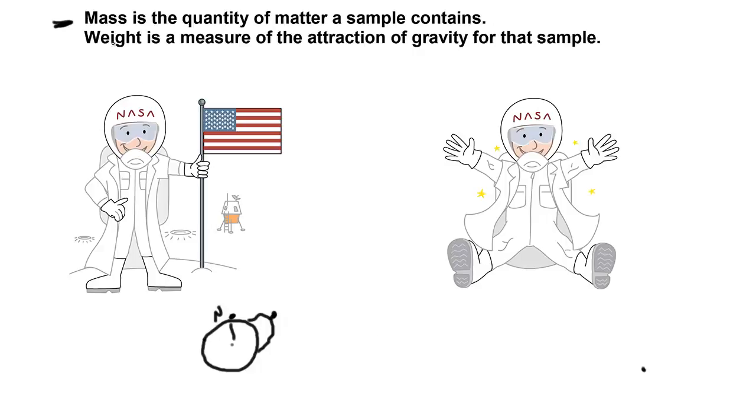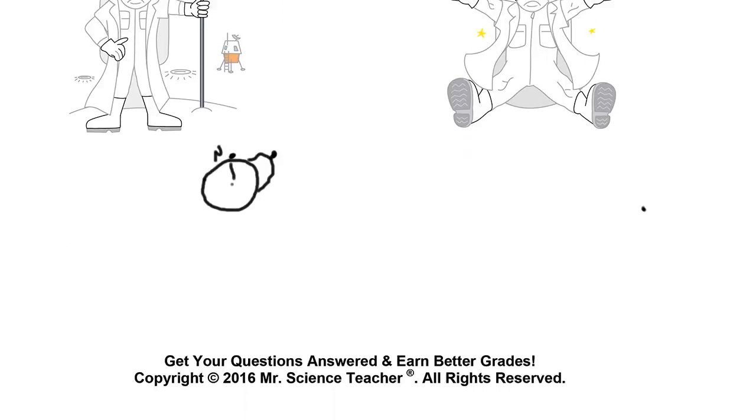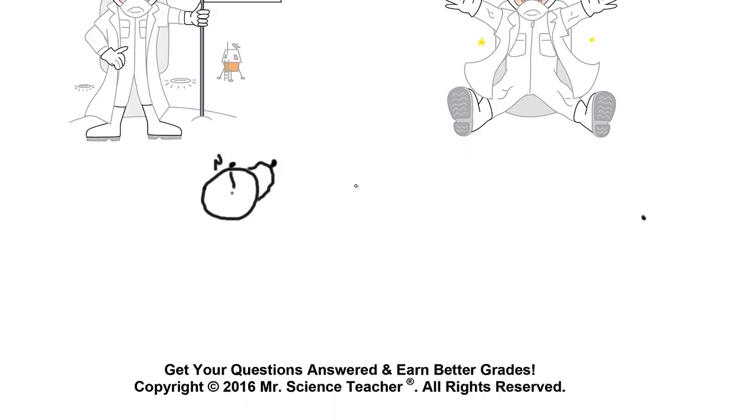So, mass and weight, two separate things. Same guy, same mass. Different places, different weights. So, your mass is constant, but your weight will change depending on where you are in the universe. That's an important concept to understand, so I need you to make sure that you understand that concept. So now what we're going to do is do a quick problem.